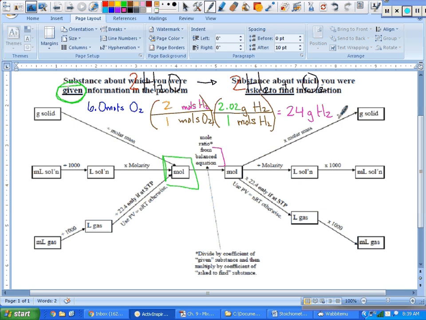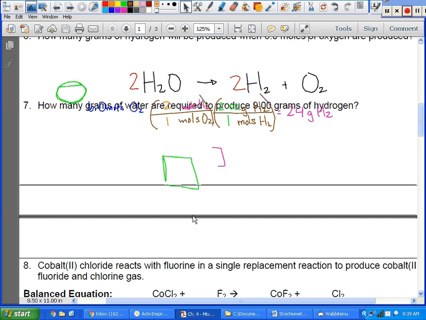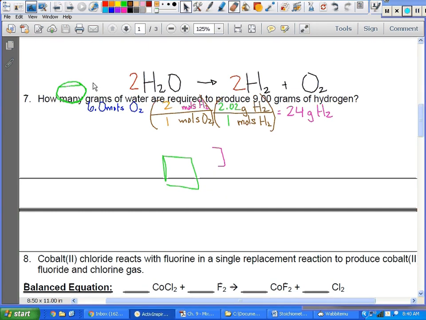All right, so let's look at the last one. And this is going to be just like number 4. I promise there's not. Oh, you're talking about erasing? I thought you were talking about stoichiometry.